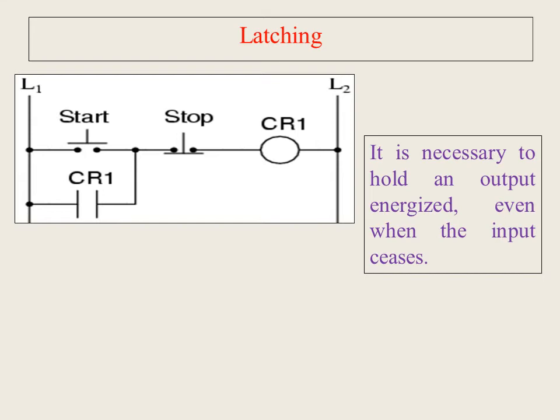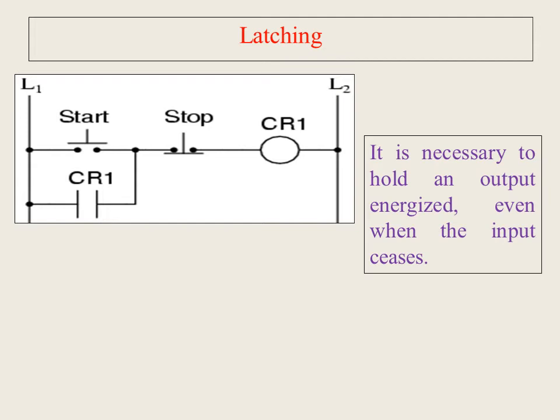So whenever that CR1 energizes, the CR1 contact gets started. L1, L2 are the power rails. Power comes from L1. Then input is given by the start button; by pushing the start button, power flows through the stop button, which is a normally closed contact, and goes to CR1. CR1 will get energized. As soon as CR1 energizes, the contact of CR1, which is a normally open contact, will make contact and give the output.